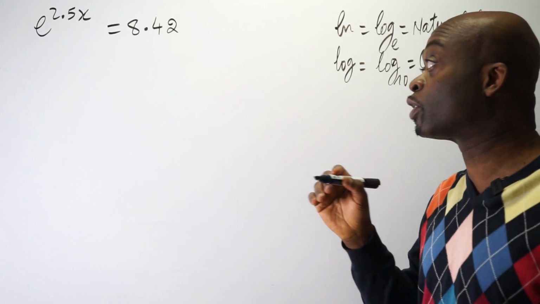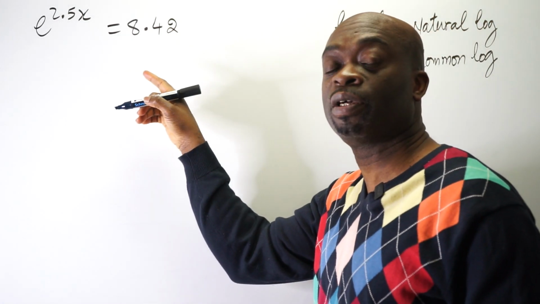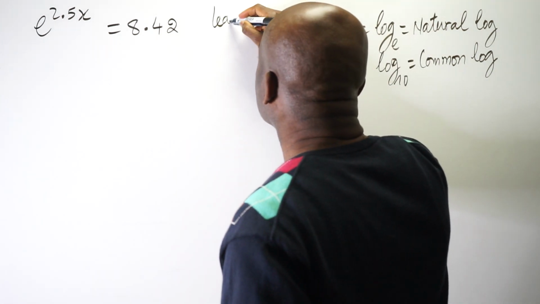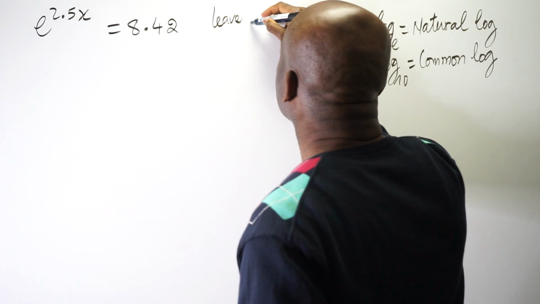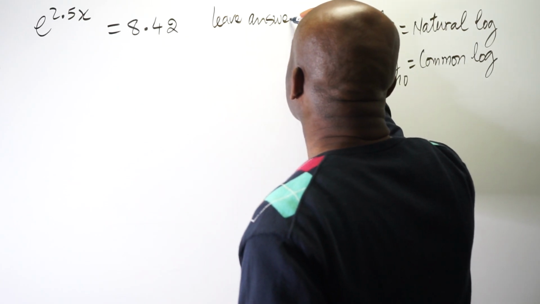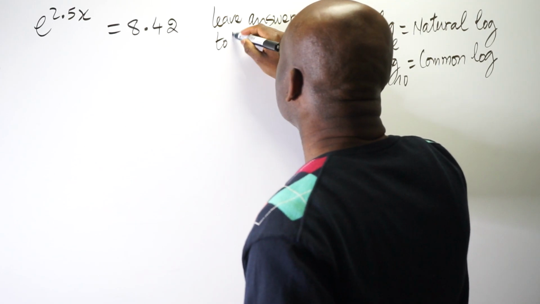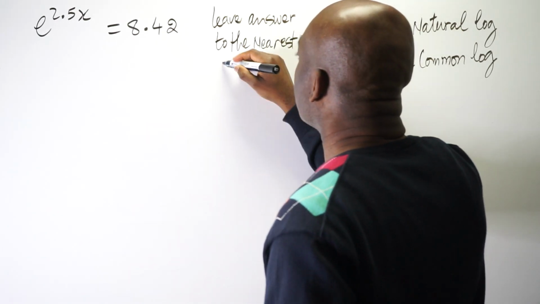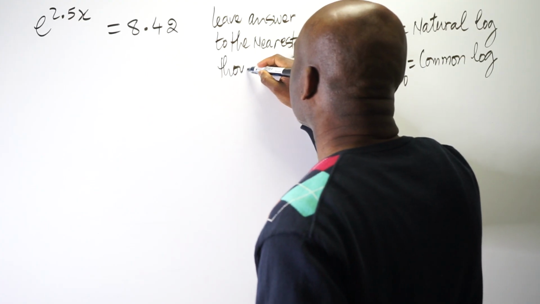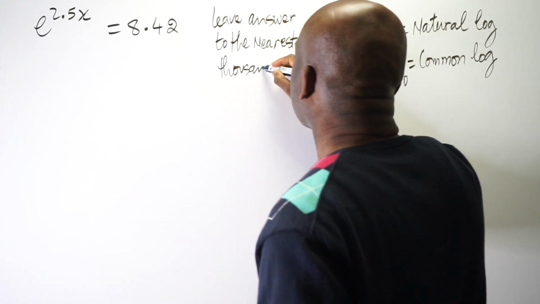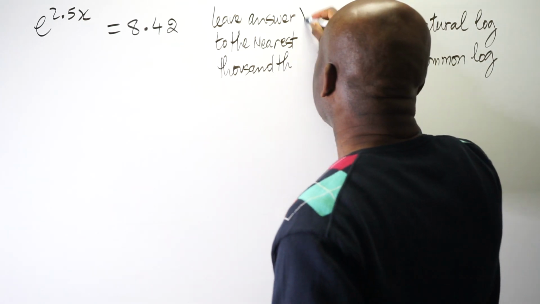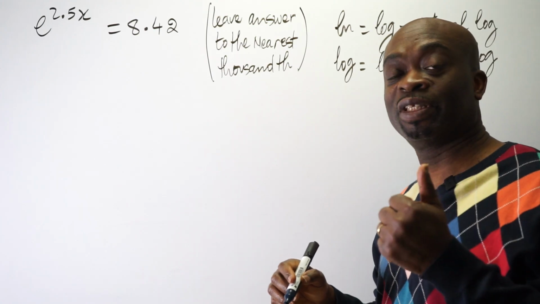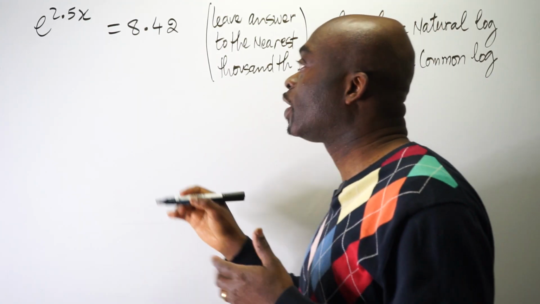Now, the other thing that we want to talk about is, since we're solving for x here, we're going to leave the answer to the nearest thousandth. Nearest thousandth just means 3 decimal places, 3 digits after the decimal point. So let's go for this.